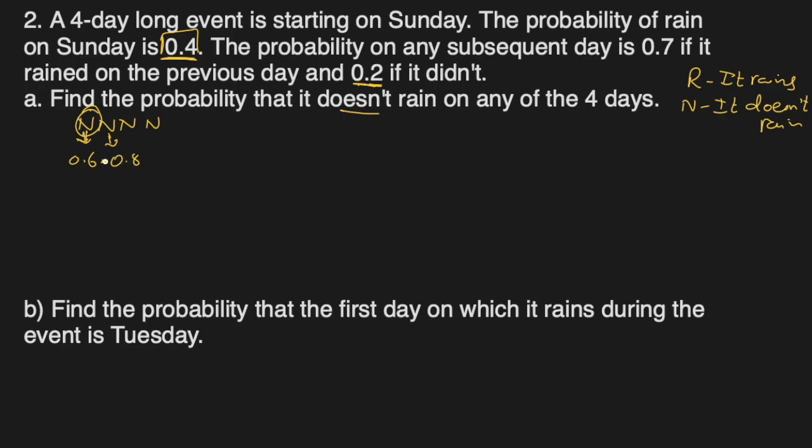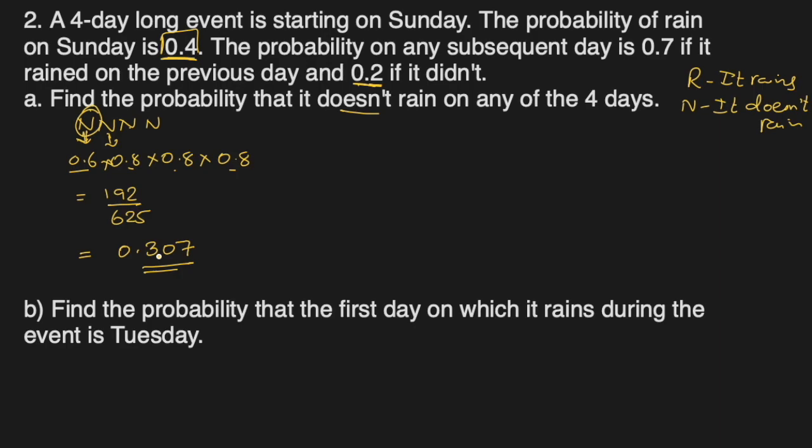1 minus 0.2. It did not rain, and next day it will be 0.8 again. Again it did not rain. So this will be the probability, first day, second, third and fourth. And if I multiply them, I get 192 over 625. In decimals it is 0.3072. We can write just 0.307, 3 significant figures.